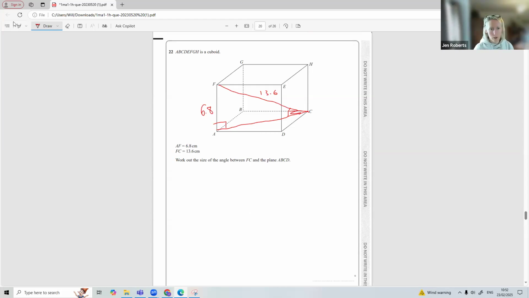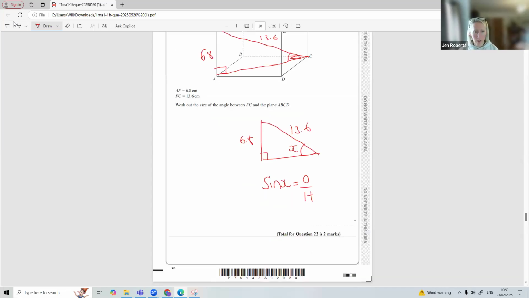Hopefully you can see it. Let me draw out my right angle triangle here. 6.8, 13.6. Here's my unknown angle x. Sine x equals opposite over hypotenuse. Not sure where this is going. I'm hoping this is going to simplify into something nice. 6.8 over 13.6. Oh, this simplifies to a half, doesn't it? Half of 13.6 is 6.8.